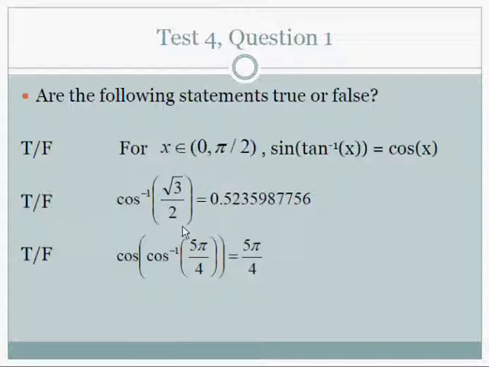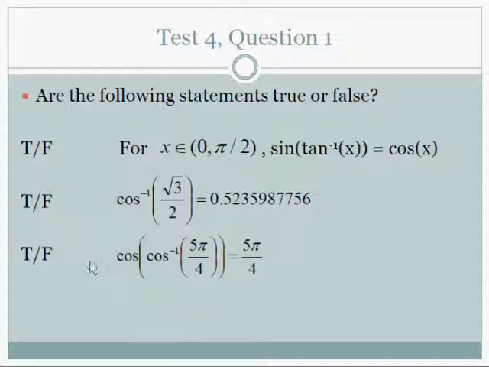Second one: if we take the inverse cosine of root 3 over 2, is that in fact equal to 0.5235987756? And our very last one, involving inverse trig functions as well. I had plenty of other true-false questions, not just inverse trig functions, but the last one that I covered was: if you take the cosine of the inverse cosine of 5 pi over 4, you get back 5 pi over 4, right?